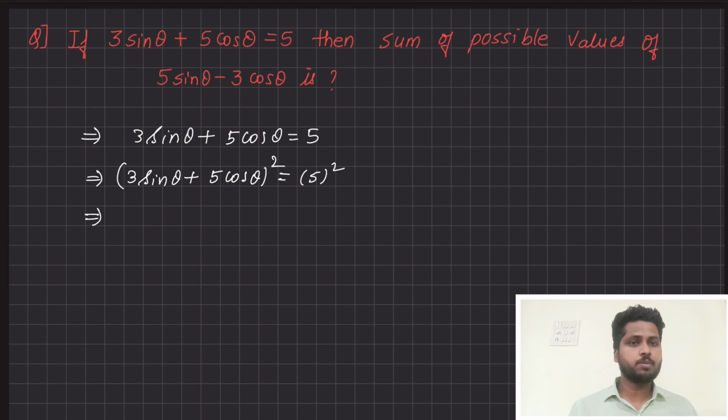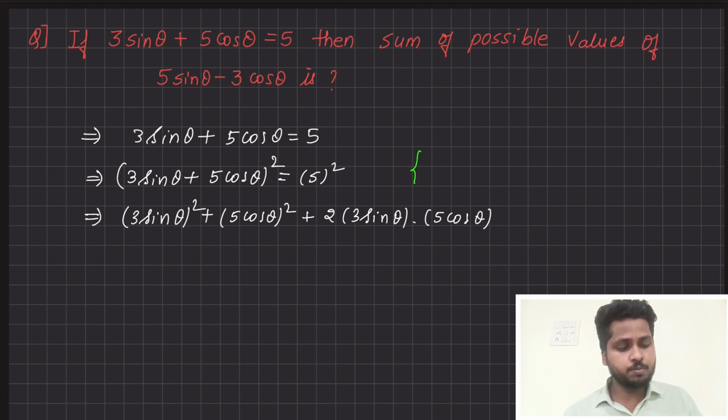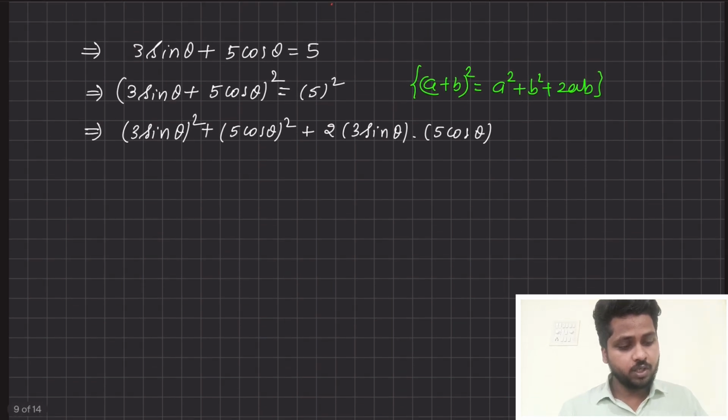I will use the formula for a plus b the whole square is a square, 3 sin theta whole square, plus b square, 5 cos theta whole square, is equal to 25. Sorry, plus 2ab part is remaining. So 2 times 3 sin theta into 5 cos theta. Here I had used the formula a plus b whole square is equal to a square plus b square plus 2ab. Okay, so we did use this formula. Now this also equals 25.